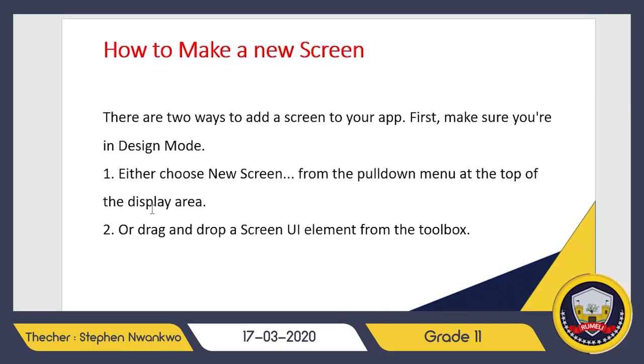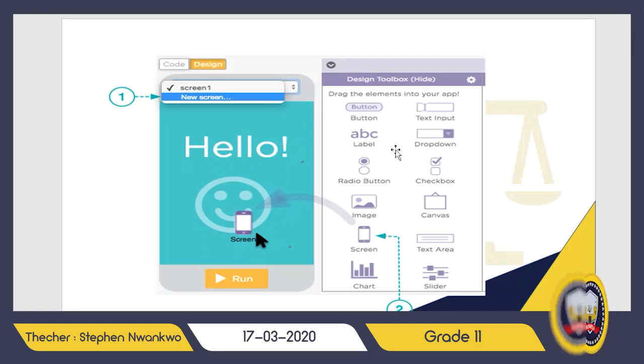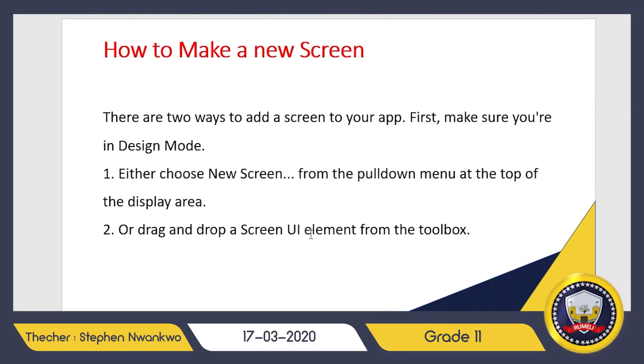And also you can drag and drop a screen UI element from the toolbox. You can go over to the design toolbox and drag a screen onto the new screen that you want to create. That is, drag and drop a screen UI element from the toolbox. So the two ways by which you can make a screen are: you choose a new screen from the pull down menu, or you drag and drop a screen UI element from the toolbox.